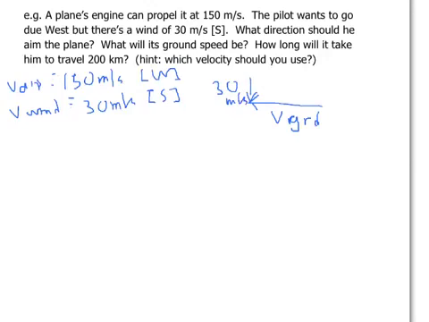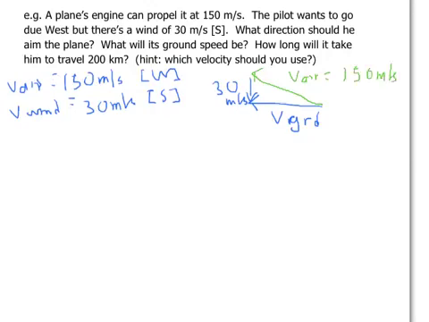Now we need to draw an air velocity so that our air velocity plus our wind vector will equal our ground vector. So therefore, we need to draw something that starts from the tail of the ground vector, because that's our resultant, to the tail of our wind vector, because that is the second thing we're going to add. So this vector, the one we just drew in green, is our air velocity. And we know that is our 150 meters per second.